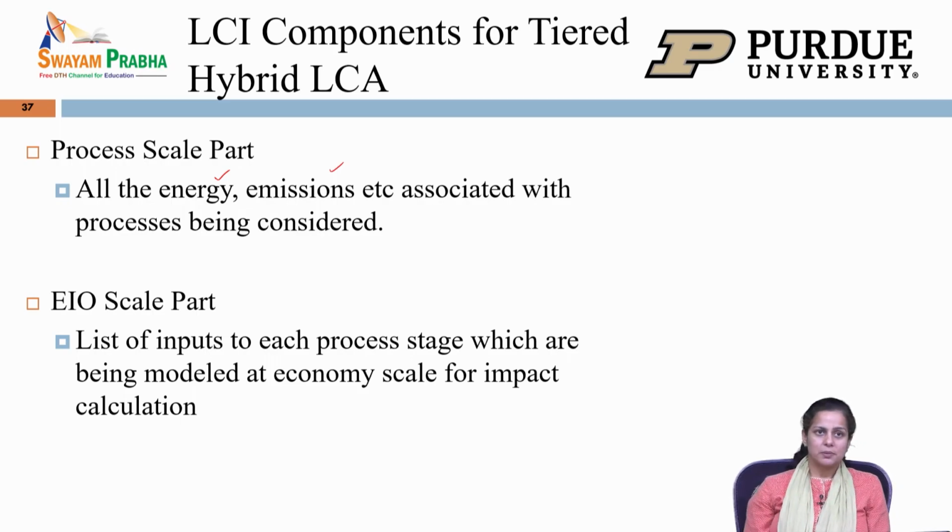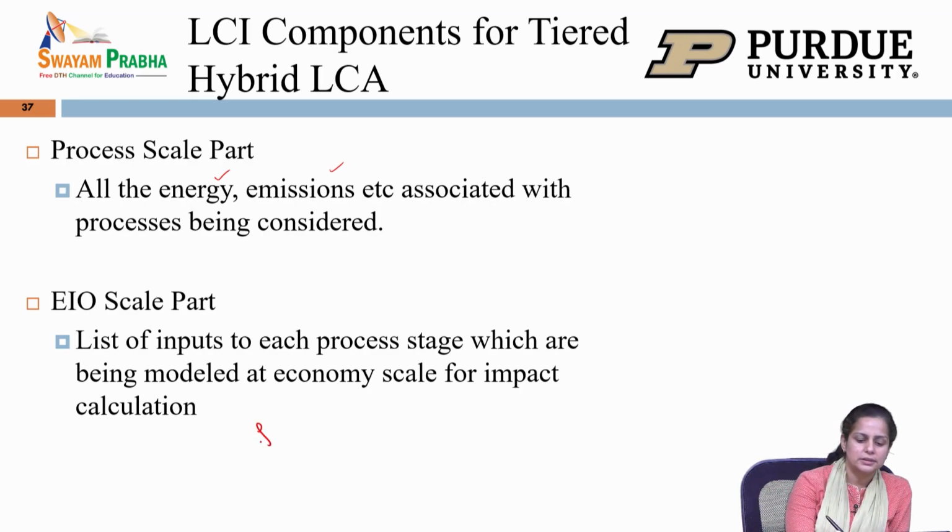For the EIO scale part, you can list all the inputs to each of the process stages for which you do not have the process information and you want to use the model of the economy to calculate impact. So, what you need to do is calculate the final demand for each of these inputs from that particular sector. So, what you would do is we have the inputs, we map it to the sectors.